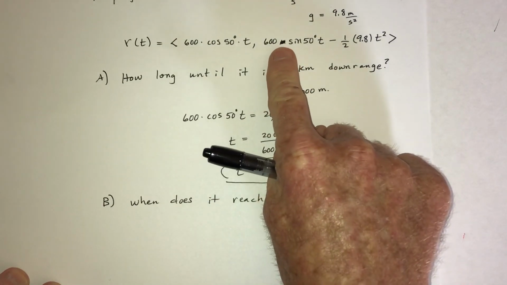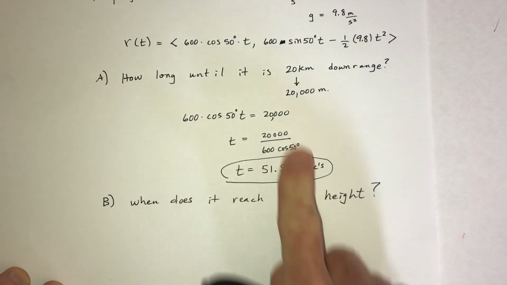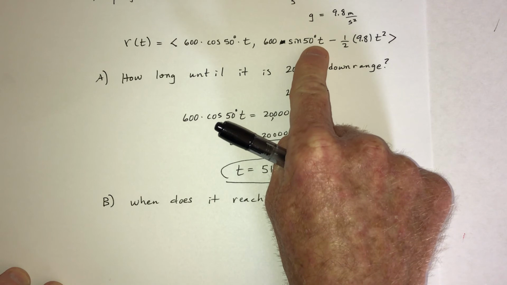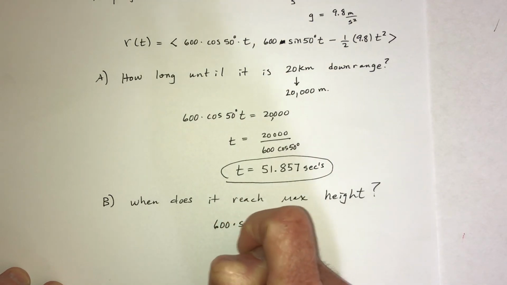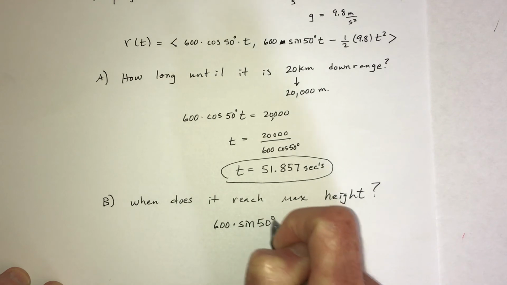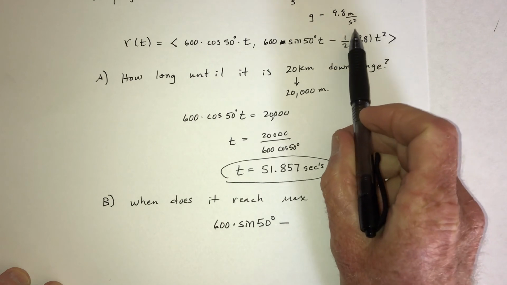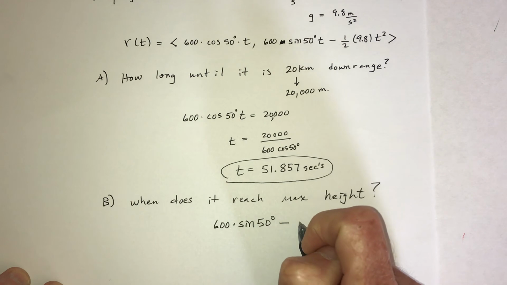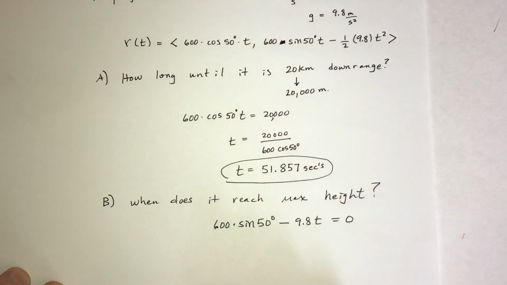So we not only need to use this, but then find the maximum of it. That means take the derivative and set it equal to 0. So take the derivative of this. Well, the derivative of t is 1, so that's just going to be 1 times the 600 sine of 50 degrees minus, take the derivative here, the 2 goes down in front and multiplies, and it's actually going to cancel that 2. So it's going to leave minus 9.8 times t, take the derivative and set it equal to 0.